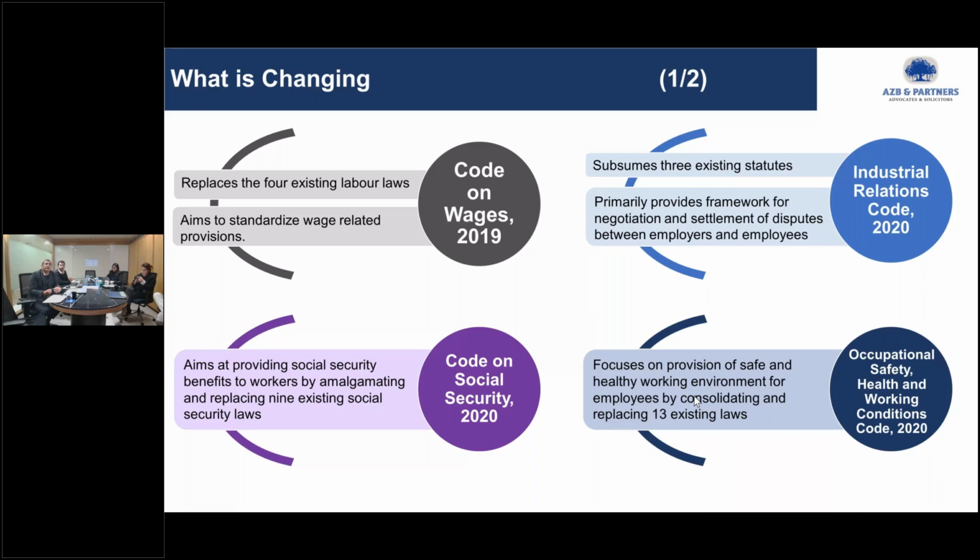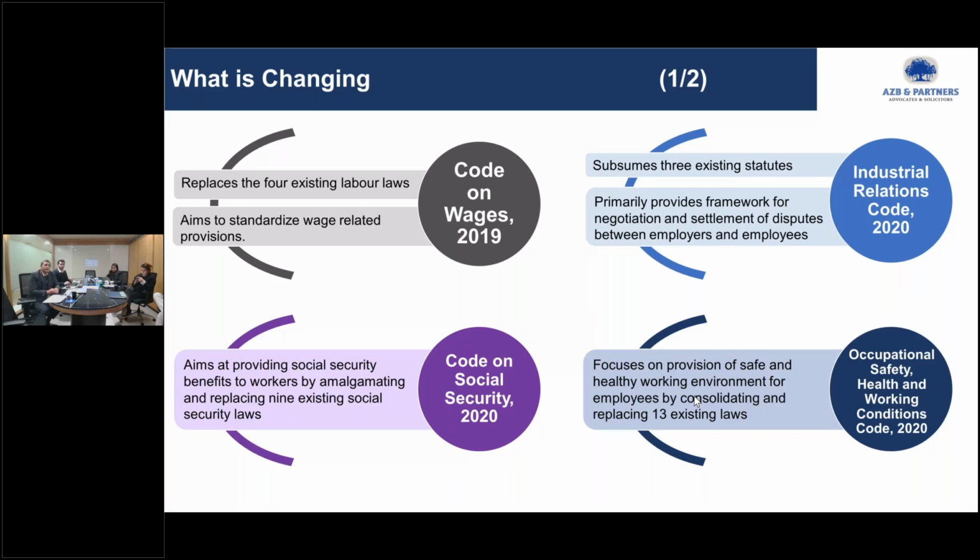That consolidates 9 existing social security laws. Your PF, your gratuity, your bonus, everything is going to be subsumed under the code on social security, and that is going to be one of the most important codes going forward. And lastly, the occupational safety, health, and working conditions code. These are again going to be an amalgamation of 13 existing laws. These are looking at health and safety, what kind of working conditions are there for laborers, and all that.